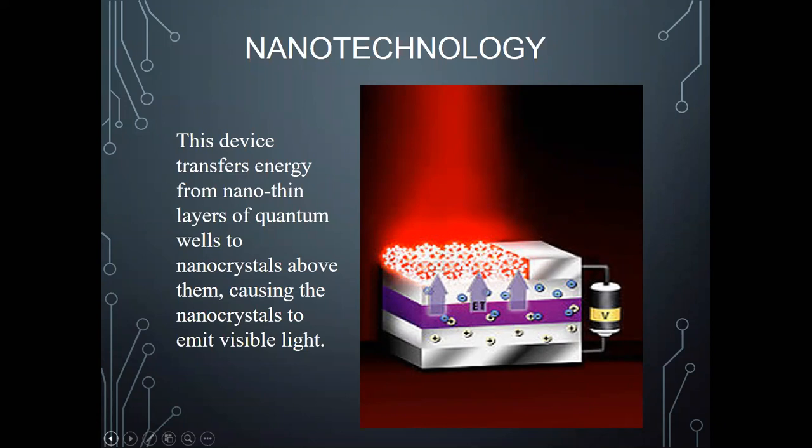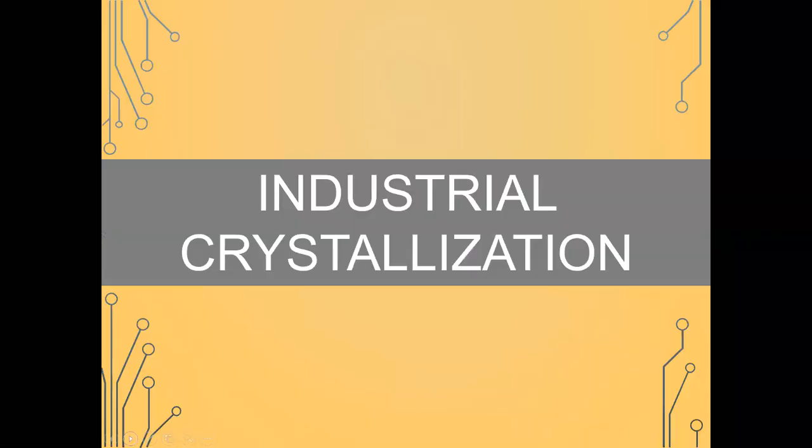Now, we also have in nanotechnology the application of crystals. This device actually transfers energy from nano-thin layers of quantum wells. These are your nano-thin layers of quantum wells. So there's a corresponding potential difference in these quantum wells, causing the nanocrystals that were placed above to emit visible light. So this is crystallization intermingled with nanotechnology, or how crystallization was also used in nanotechnology. Those are just a few of the many applications of crystallization in the industry.